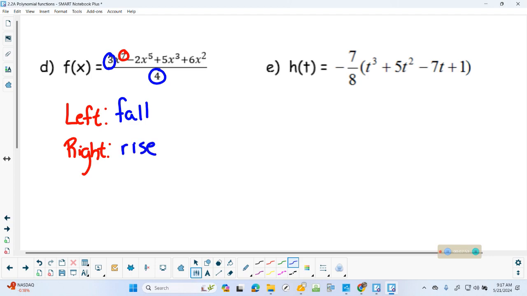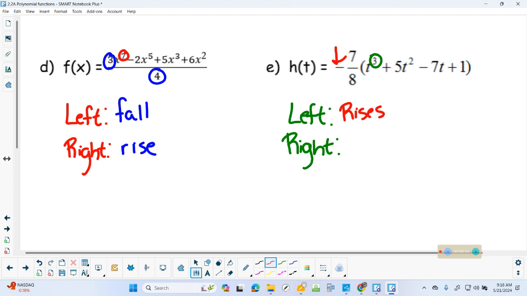And then our last one, E, we could get fancy and distribute negative 7/8 through. I'm not sure it's really worth our time or effort. I'm looking at that highest exponent, 3. So again, we're going to be split on the ends. Those odd degrees are always opposite, one of each, one falls, one rises. And of course, if we distribute it, our lead coefficient would be negative. So think about a negative slope. It starts out high on the left side and falls on the right.